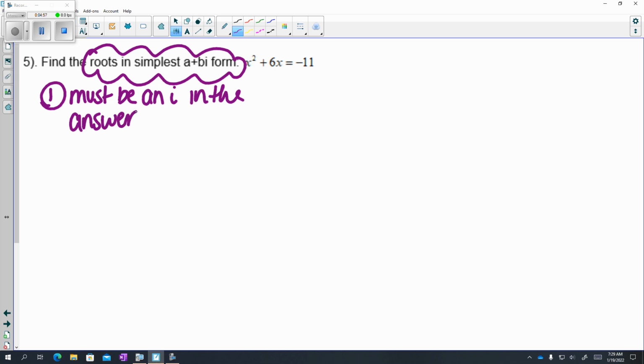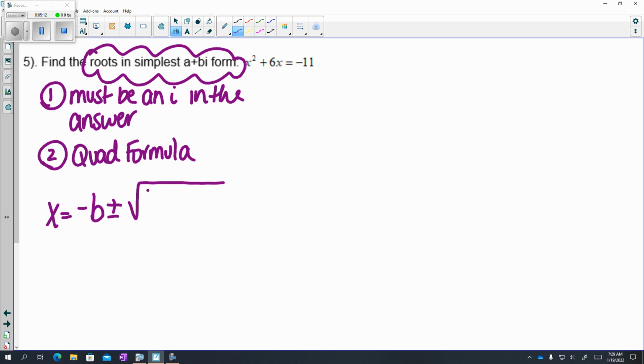And we talked about this earlier, we get an i from a negative under the radical. When we're solving, we get radicals from the quadratic formula. So I'm going to be using x equals negative b plus or minus the square root of b squared minus 4ac all over 2a. Now, whenever we use the quadratic formula, whether there's i's or no i's, it has to be equal to 0 before I can identify a, b, and c.